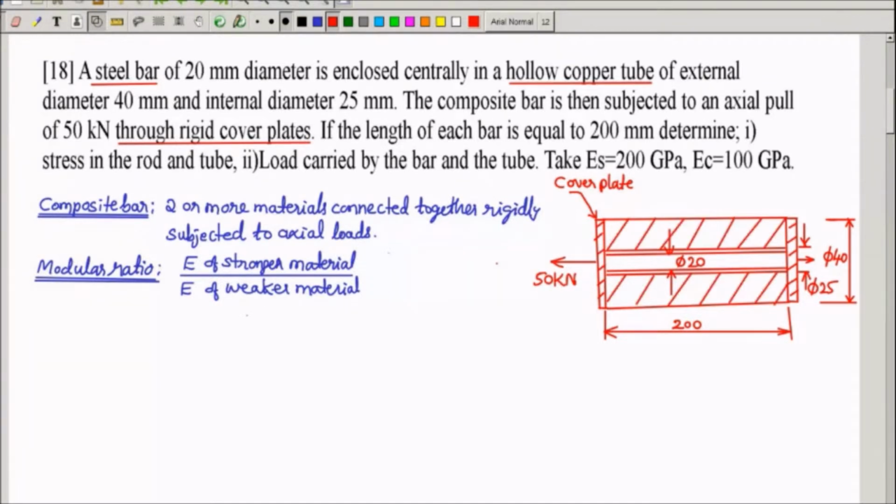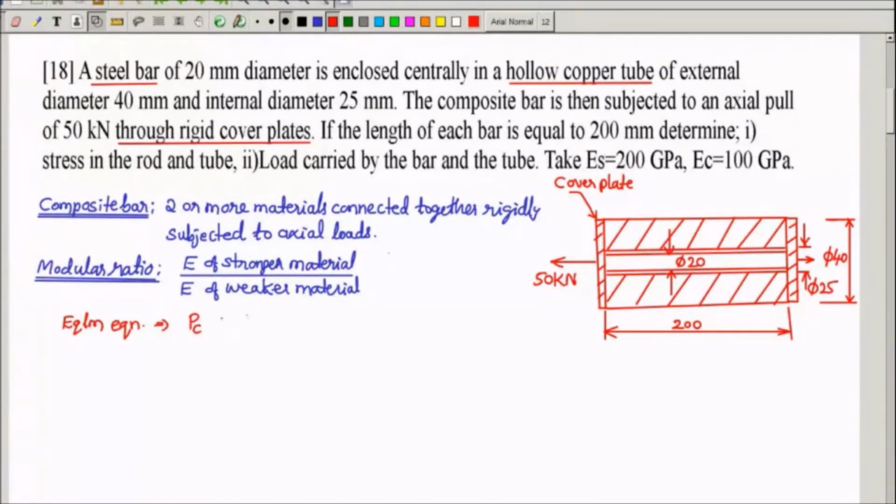We are interested in finding the stresses in each member, the rod and also the tube, and also the load carried by the bar and the tube. This is a statically indeterminate structure because there are two unknowns here. You have to find the load carried by the copper tube and the load carried by the steel bar, or you can also find the stresses in each. So there are two unknowns, and the equilibrium equation is only one. What is the equilibrium equation? If PS is the load carried by the steel bar and PC is the load carried by the copper tube, then PC plus PS should be equal to 50 kN. The equilibrium equation is nothing but PC plus PS equals 50.